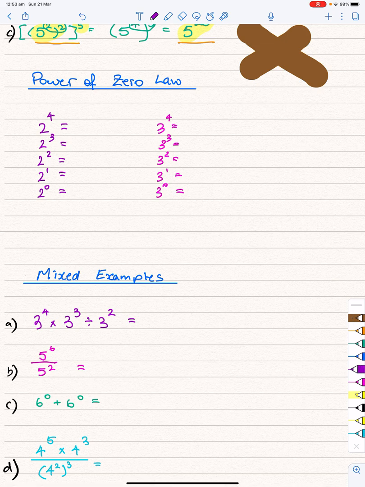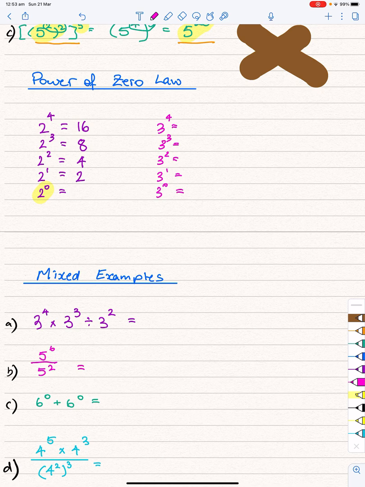Now, 2 to the power of 4, I can do that on my calculator. 2 to the power of 4 is 16. And 2 to the power of 3 is 8. And 2 to the power of 2 is 4. And 2 to the power of 1 is 2. And the reason why I'm doing this pattern is because I want to see what happens when I get to the bottom. I want to see what happens when I get to 2 to the power of 0.